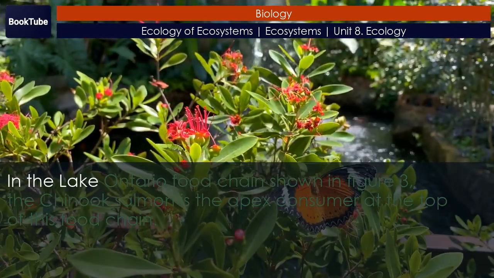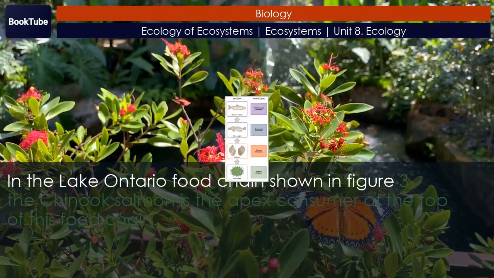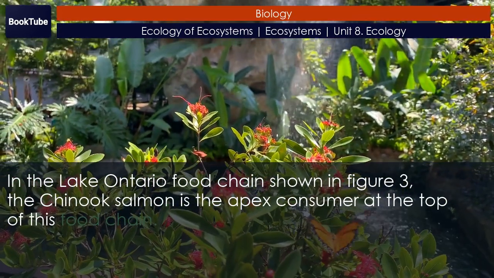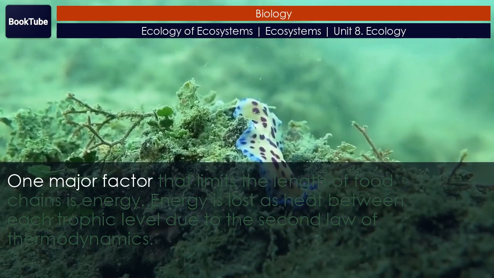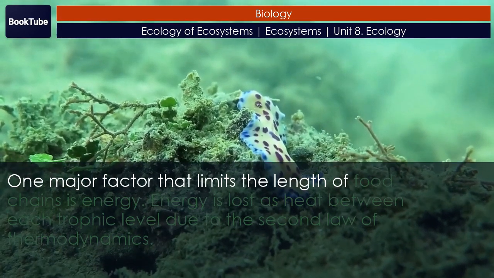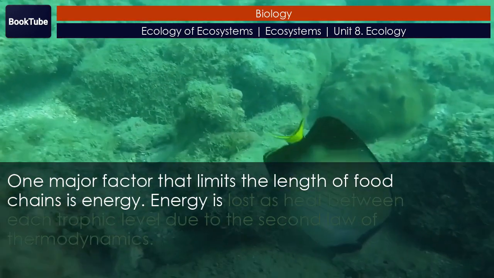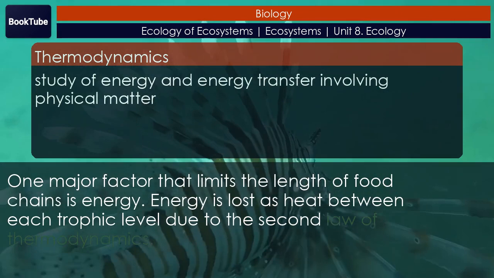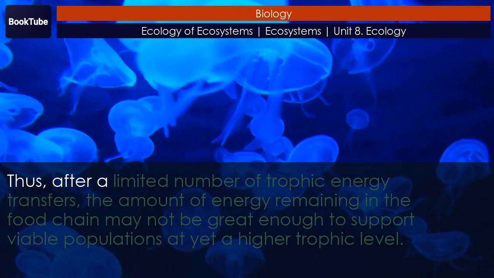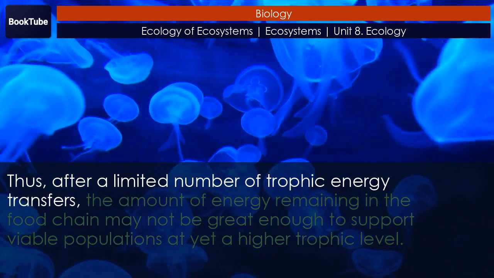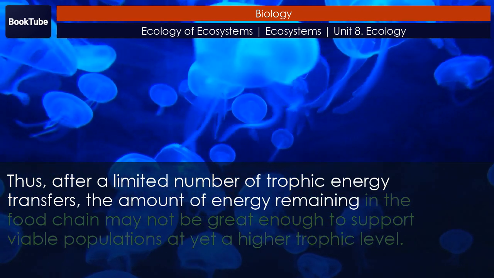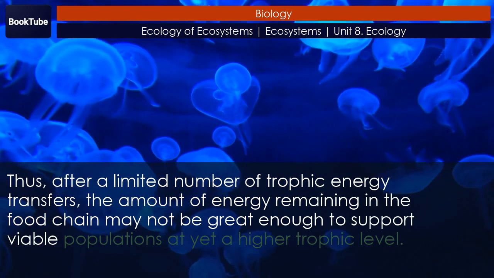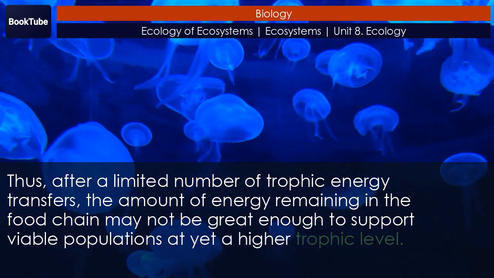In the Lake Ontario food chain shown in Figure 3, the Chinook salmon is the apex consumer at the top of this food chain. One major factor that limits the length of food chains is energy. Energy is lost as heat between each trophic level due to the second law of thermodynamics. Thus, after a limited number of trophic energy transfers, the amount of energy remaining in the food chain may not be great enough to support viable populations at yet a higher trophic level.